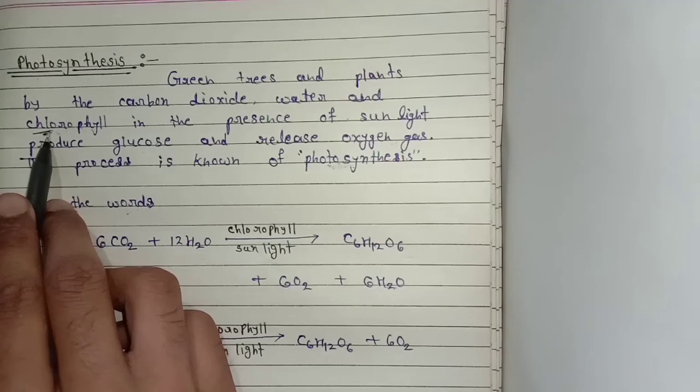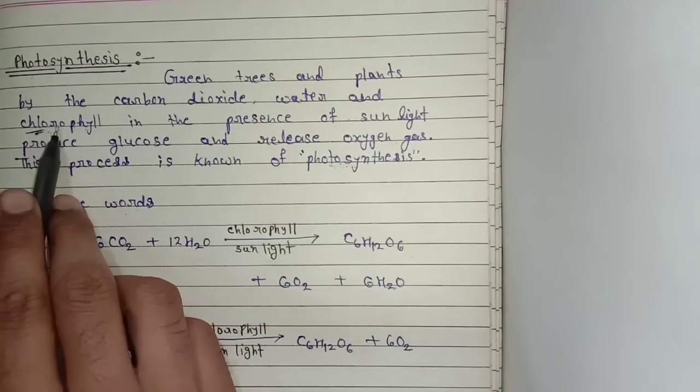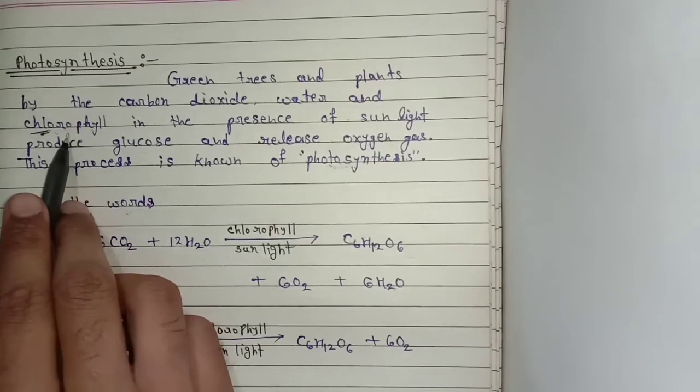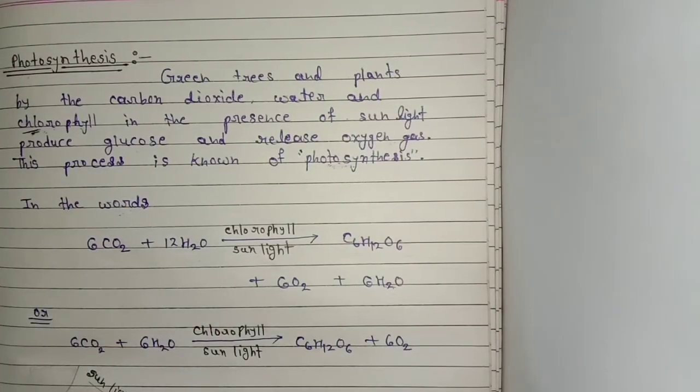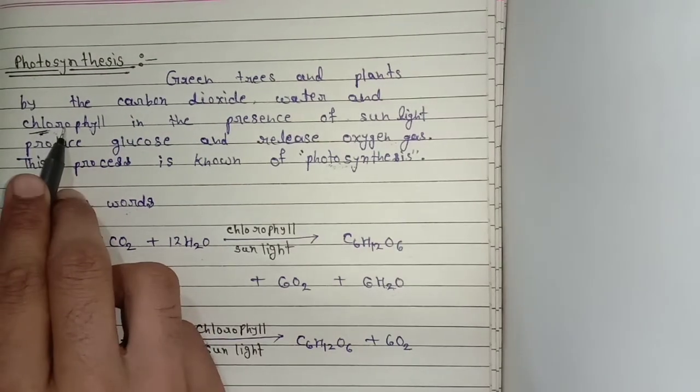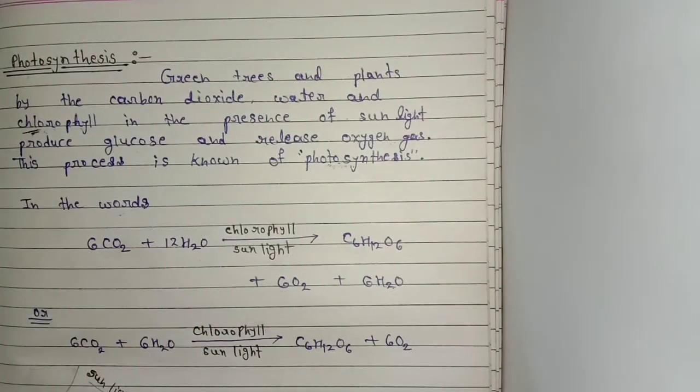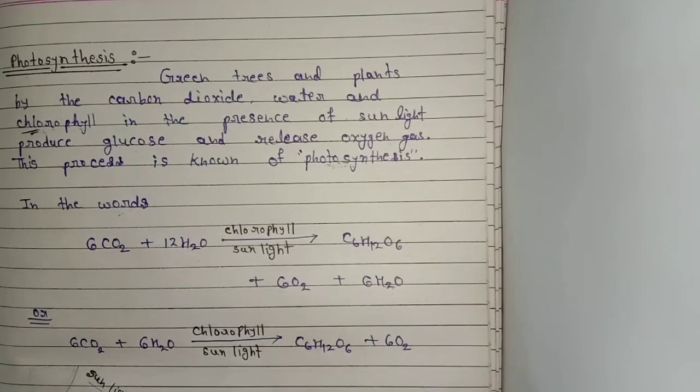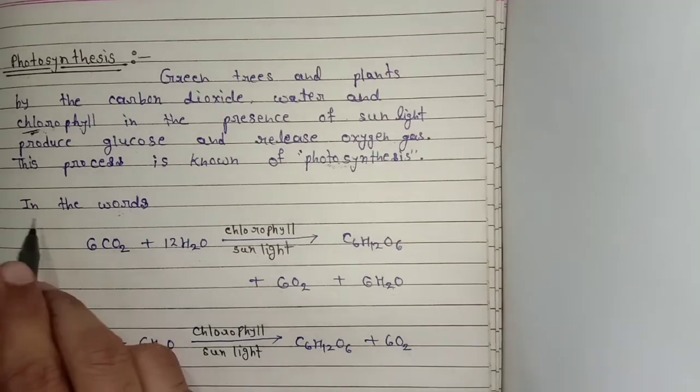Okay, so every single one of the trees and plants looks green. The reason behind that is the presence of chlorophyll. So we remember that trees and plants have chlorophyll present in them. This is the reason behind trees and plants looking green. Okay, so I hope you understand that. So we remember that.